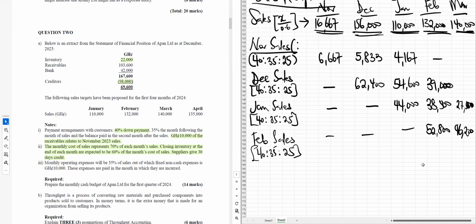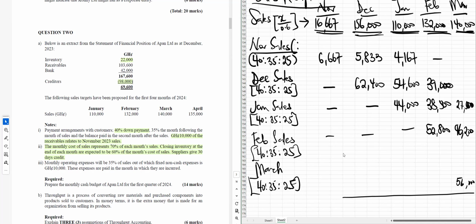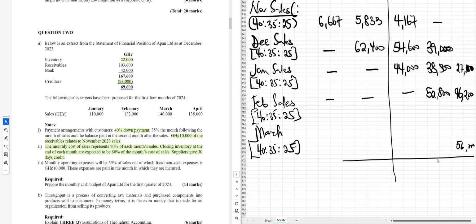So only the 40% will go to March, right? But we've already recorded it. 40, 35, 25. No problem. You can still put it in your schedule. So only 40% of 140, that's 56,000. The rest will fall in April. Okay. So now if I put it together, I'll just draw a line here to show the ones that I need, right?